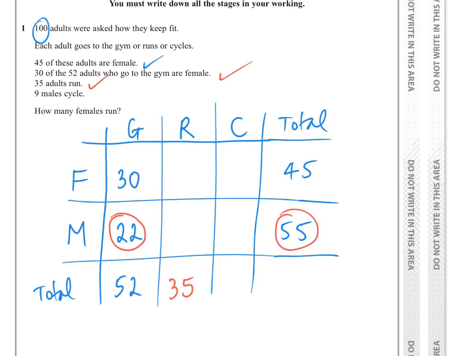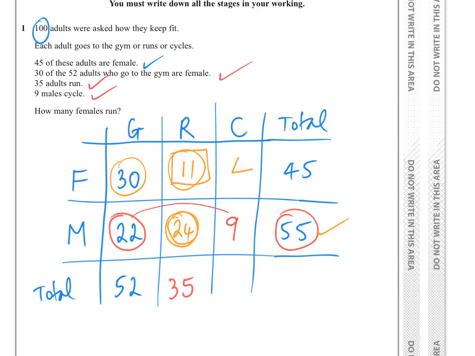And it says 9 males cycle. So if 9 males cycle, then we've got a missing link here because 22 and 9 make 31, and so this would have to be 24, okay, to make the 55 here. And then the nice thing is here, we can find this one here because 24 and something make 35, so that's got to be 11.